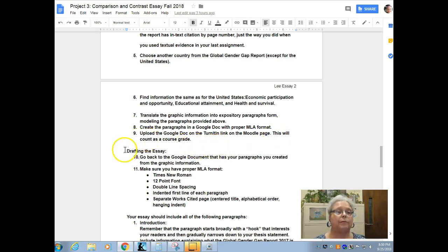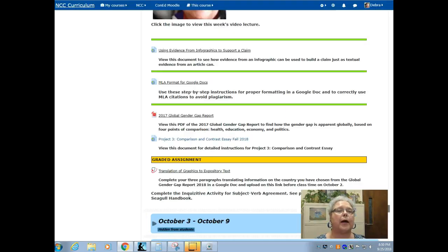And that's all you have to do for this week. So I'm not going to go over the rest of the document. We'll go over that next week when you go back and do that. So create your Google Doc and then upload it here where it says translation of graphics to expository text. If you have any questions as you're doing it, I think it's going to be really helpful to you to see it modeled in the document like I gave you for the United States. So you do the same thing for another country, and then next week we'll look at how to put them together in a comparison and contrast essay.